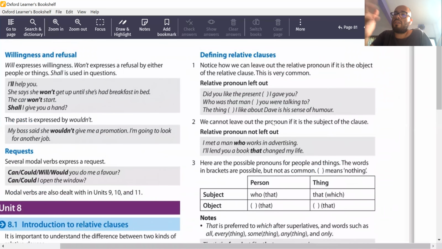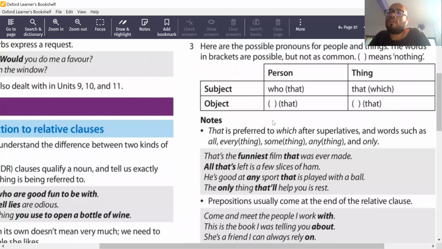Defining, yeah, you have there without commas. That means that you need all the information that you are mentioning or saying, it is important. I met a man who works in advertisement. So if I remove "who", then it doesn't make sense. I met a man works in advertising. It's missing something. Yeah? It's the same.